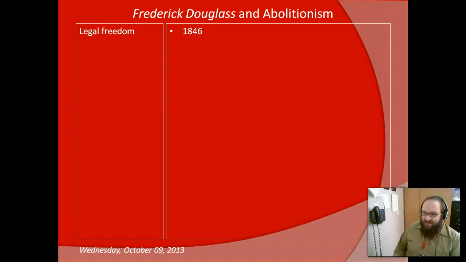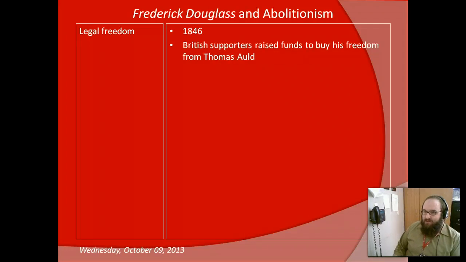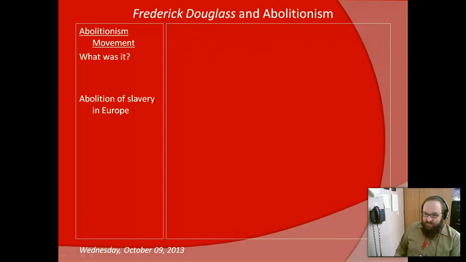He didn't actually obtain legal freedom until 1846, and he only was able to do this through British supporters. Through some of his lecture touring in Great Britain, some of his supporters that saw him speak were so touched by his story that they actually got together, raised funds to buy his freedom from Thomas Auld, and only then did Frederick Douglass have the papers that said he was actually a free man in the United States.